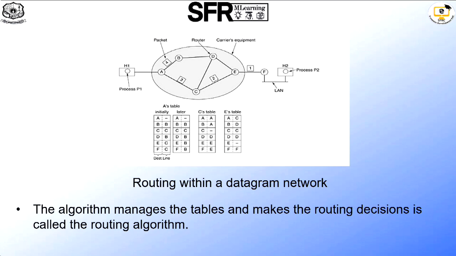Packets 2 and 3 follow the same route, but A decided to send packet 4 via a different route than that of the first 3 packets because of the routing traffic jam. The algorithm that manages the table and makes the routing decision is called the routing algorithm.